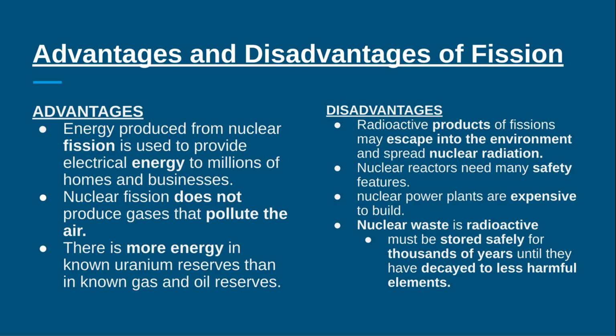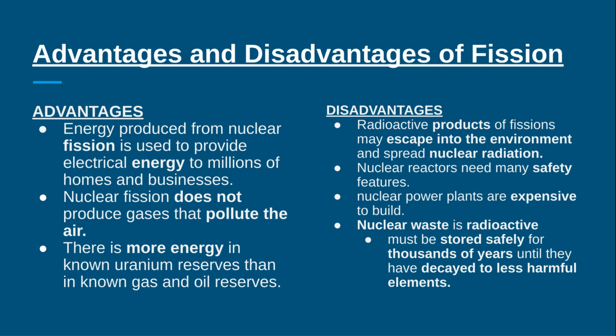There are advantages and disadvantages of nuclear power plants in using fission. Energy produced from nuclear fission is used to provide electrical energy to millions of homes and businesses. It's not as popular in the US as it is in other places. Another advantage is that it does not produce gases like greenhouse gases that pollute the air from the burning of fuels, fossil fuels. There is more energy in known uranium reserves than in the gas and oil reserves.